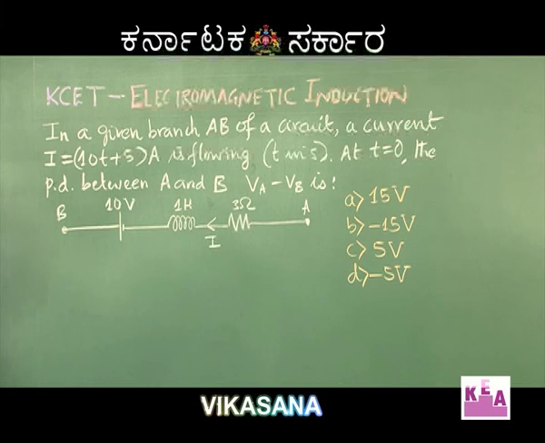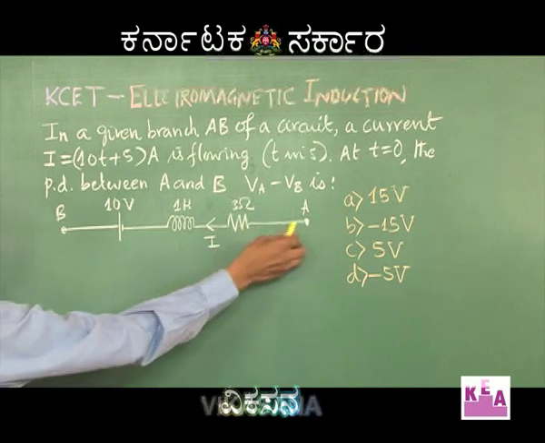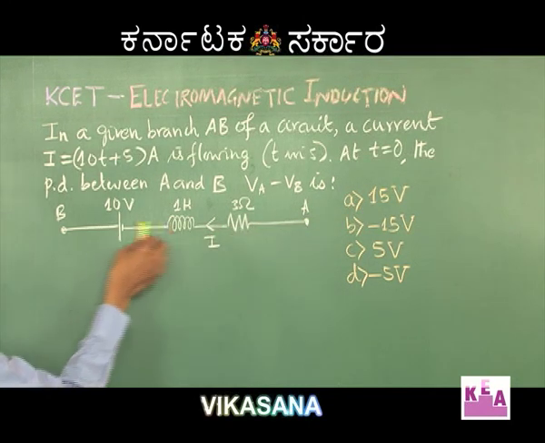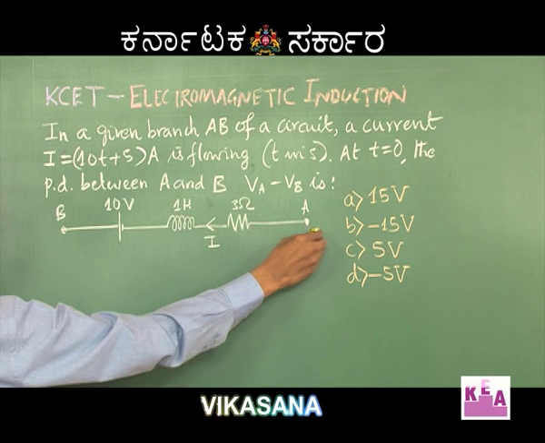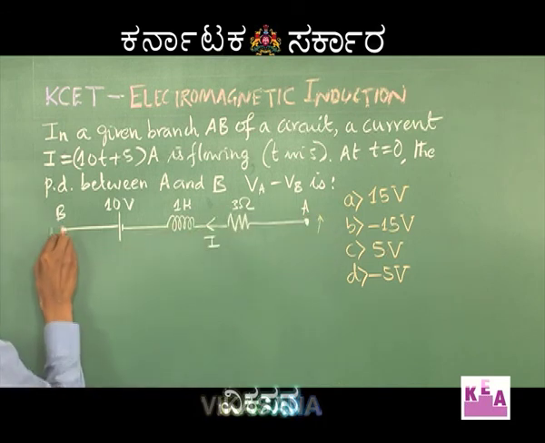In a given branch AB of a circuit, a current I is equal to 10t plus 5 amp is flowing, t is in seconds. At time t equals 0, the potential difference between A and B, VA minus VB, is, the circuit is here. Option A 15 volt, option B minus 15 volt, option C 5 volt and option D is minus 5 volt. As you can see here, the current is coming from right to left. Therefore, this should be at a higher potential, this should be at a lower potential.